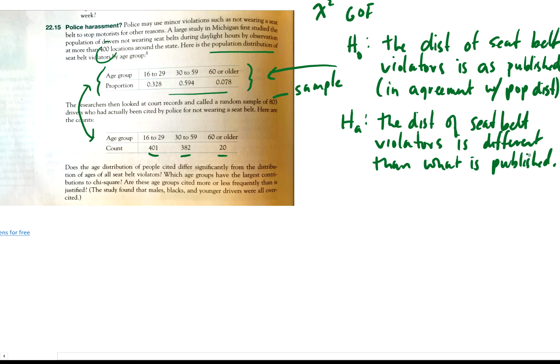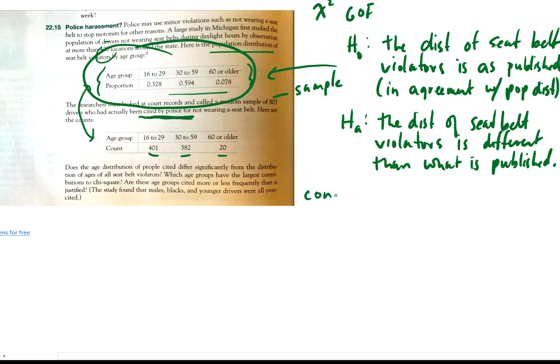Because I can't really question this right here because that came from 400 locations. This is actual data. I can just question, hey, does my 800 agree with it or not? And if it doesn't agree with it, then I can question, okay, where did the data come from? Are the police stopping people in different age groups for different reasons than what the whole state is? Are they discriminating against a particular age group and so forth?